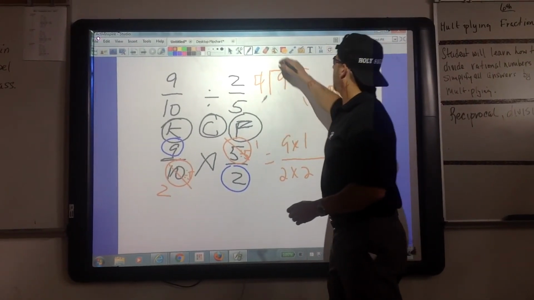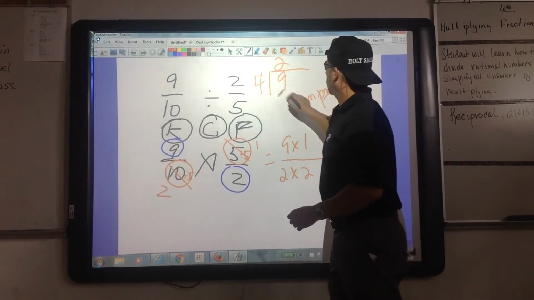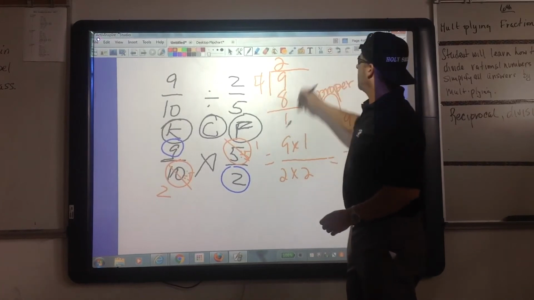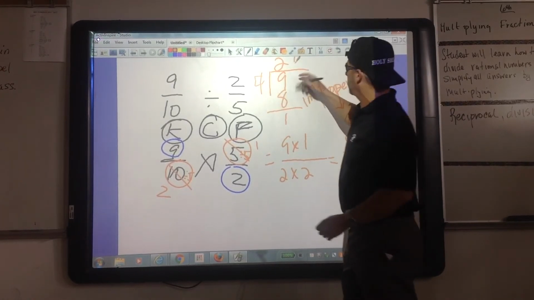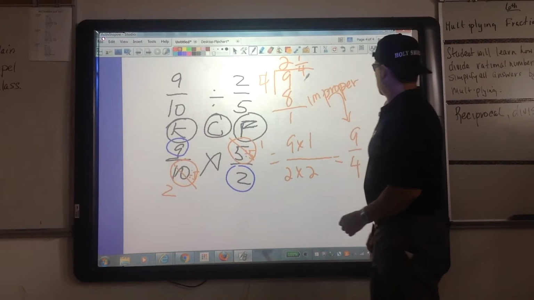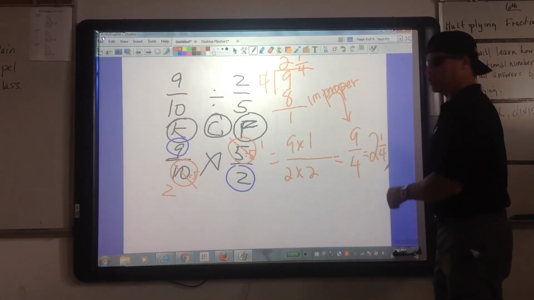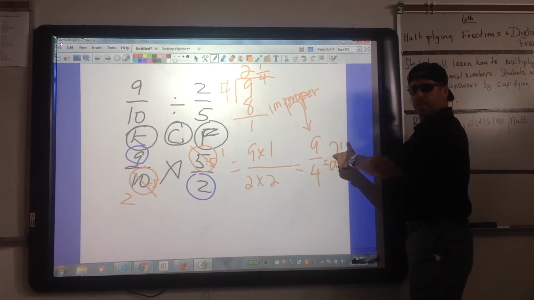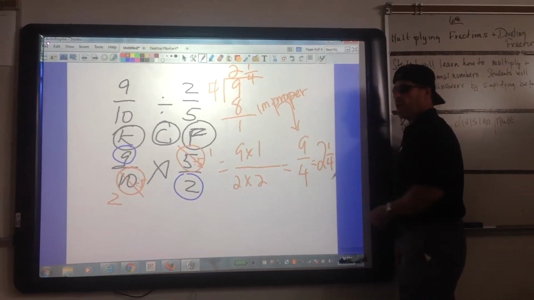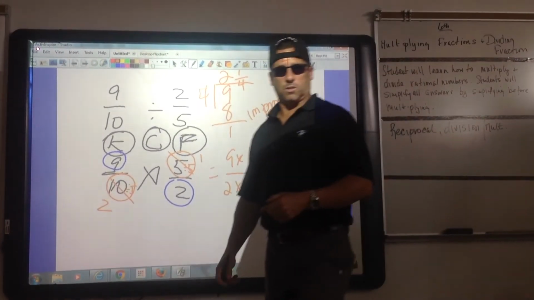So the numerator goes in the house. 4 goes into 9 twice. 4 times 2 is 8. My remainder now becomes the new numerator. Always keep the denominator the same. And the answer is 2 1/4. Let's check it. 4 times 2 is 8. Plus 1 is 9. 9/4.